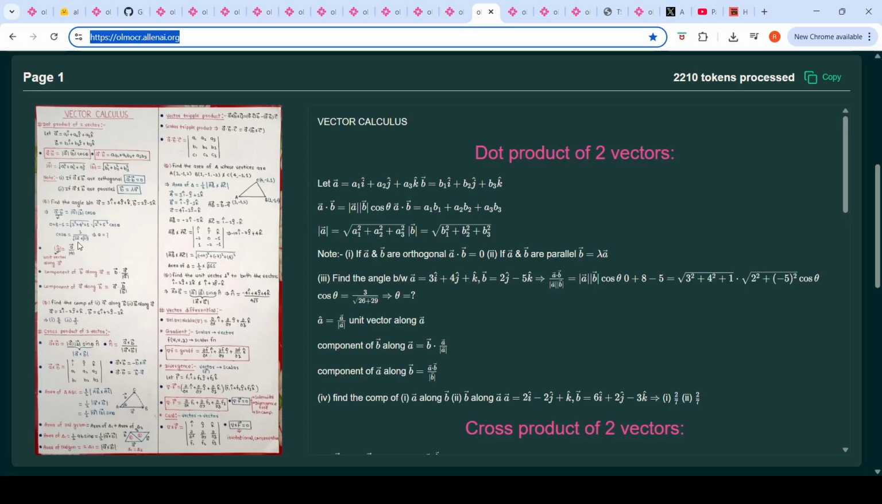So this is root 3 divided by 26 plus 29. So it is able to do a lot of things properly over here. 3 divided by root of 26 plus 29. All the OCR has been done very well over here.